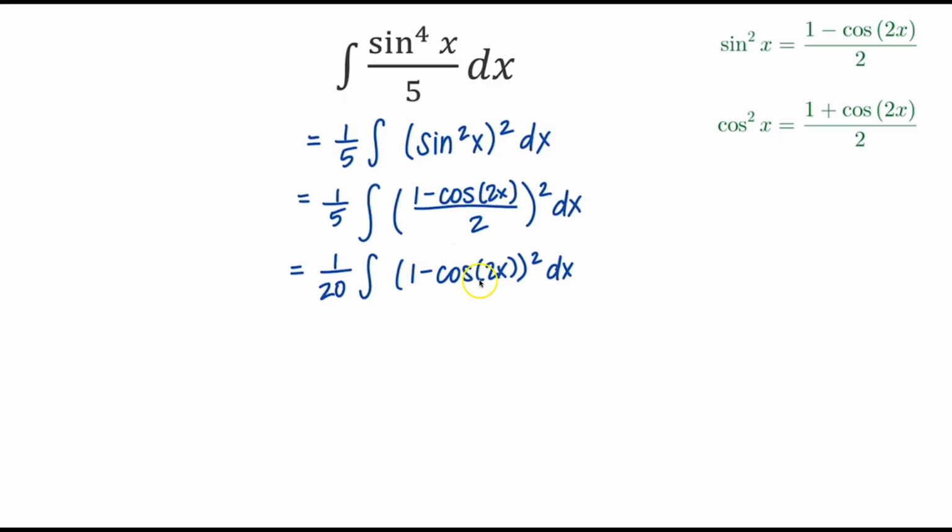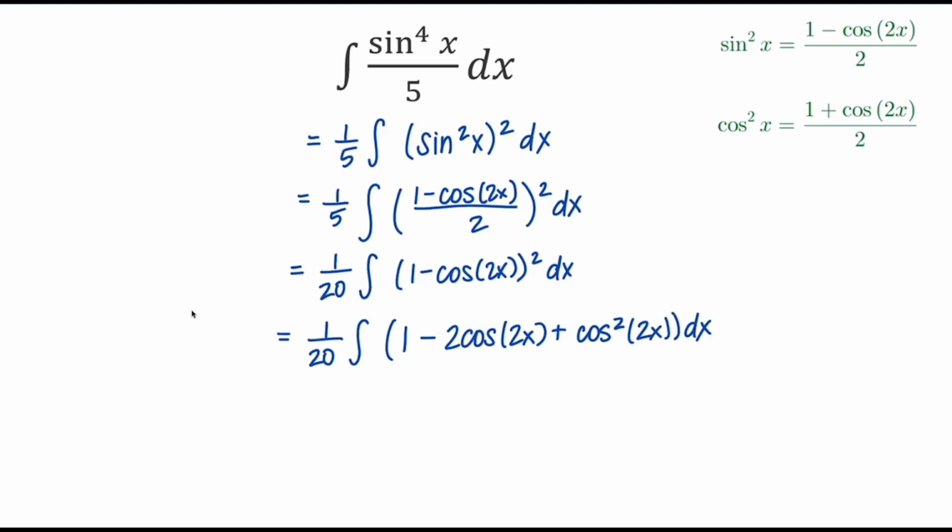And so now I can focus on this binomial that I'm going to have to distribute out. So what I have is 1 over 20, the integral of 1 minus 2 cosine of 2x plus cosine squared of 2x dx. All right, so we use the power reducing formula. We started with sine to the fourth, and now we've applied it once, and we're at a place where we still have a trig function squared.